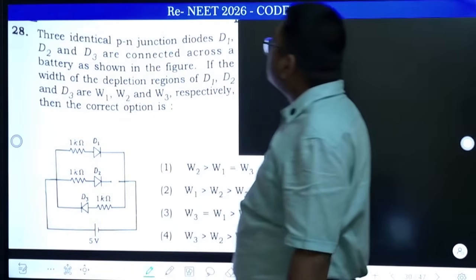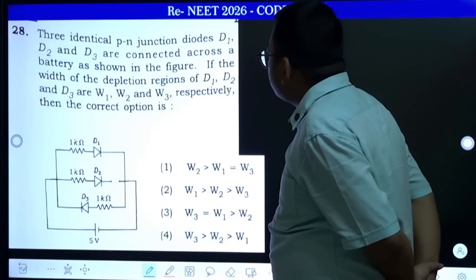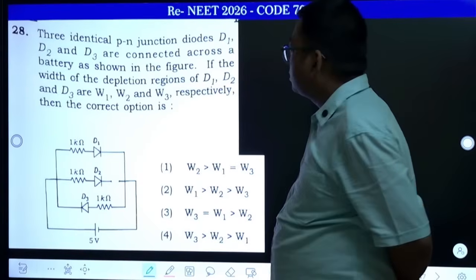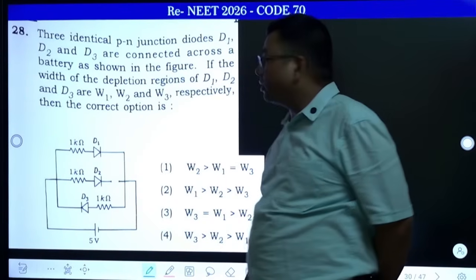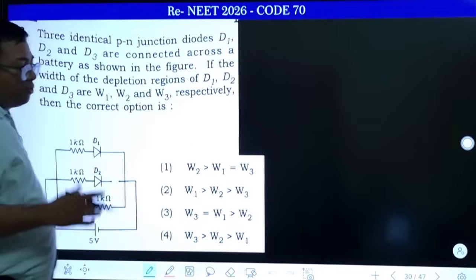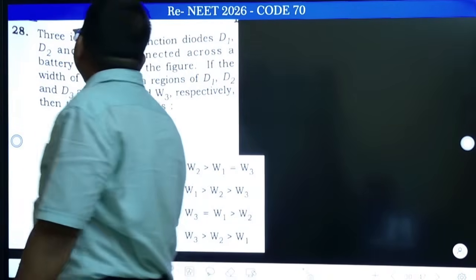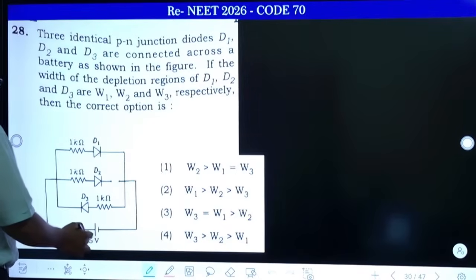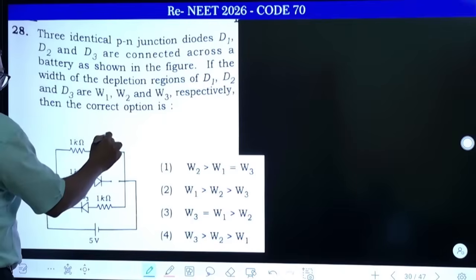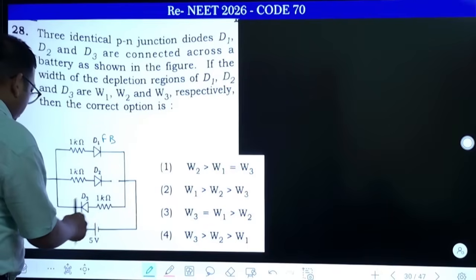Three identical PN junction diodes D1, D2, D3 are connected across a battery as shown in the figure. If the widths of the depletion region of D1, D2, D3 are W1, W2, W3 respectively, then the correct option is. So I think we need to see forward or reverse, right? In forward bias the depletion region becomes smaller and in reverse bias it becomes larger, right? The first one is in forward bias. Second is not connected at all. Third is reverse bias.